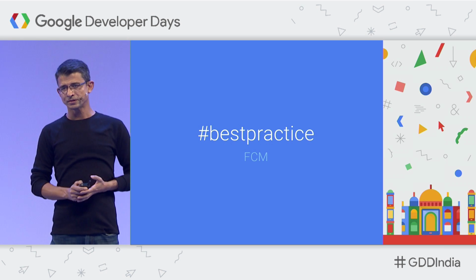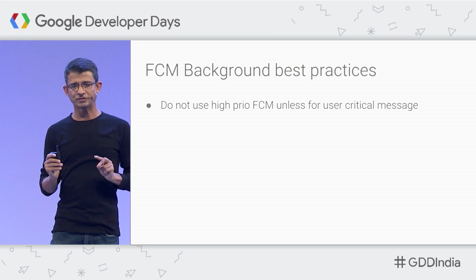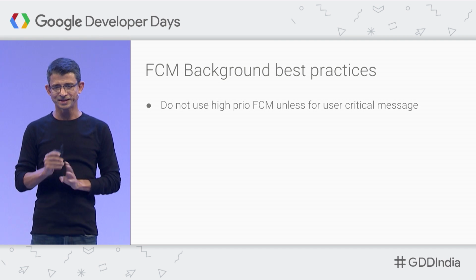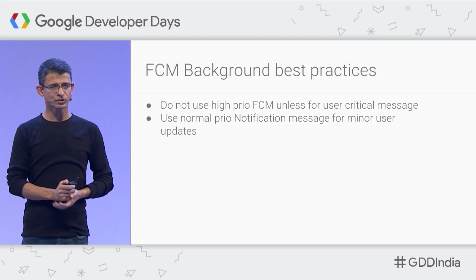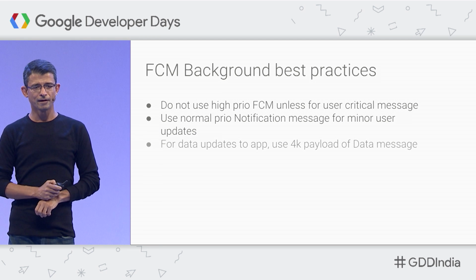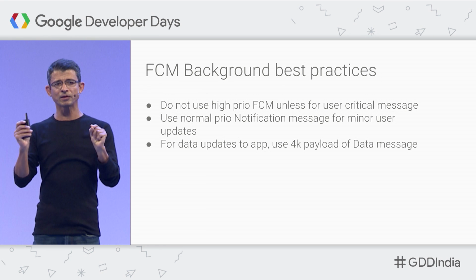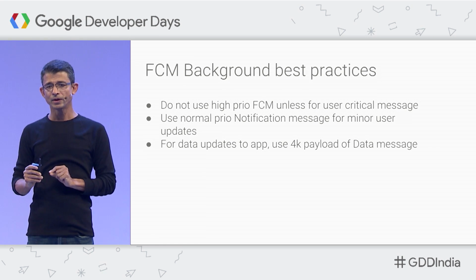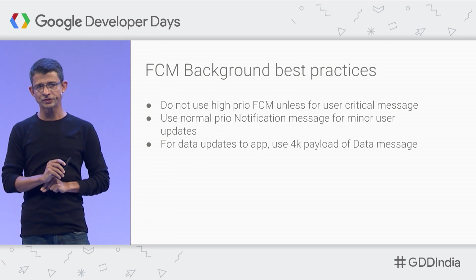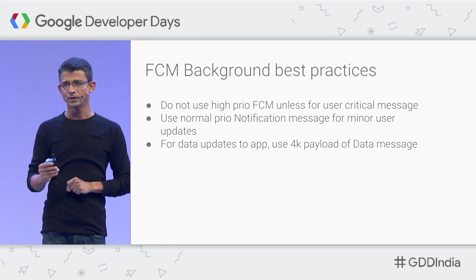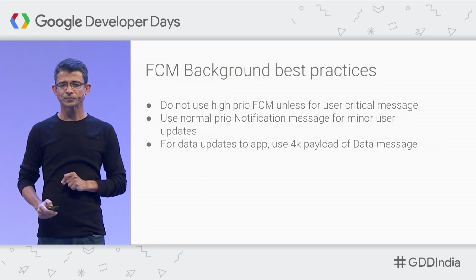Let's talk about some best practices here real quick. Do not use high priority FCM unless it is user critical. I already said that once. You should use normal priority FCM messages for any notification message, for any minor user update. For any data updates, and this is very important, even if it is like a sync message to your device or to your app, try to use the payload of the FCM message itself. This is very battery efficient, and you will be able to do a lot with 4K. So try to send all the payload to your app, and then the app can update itself over time.